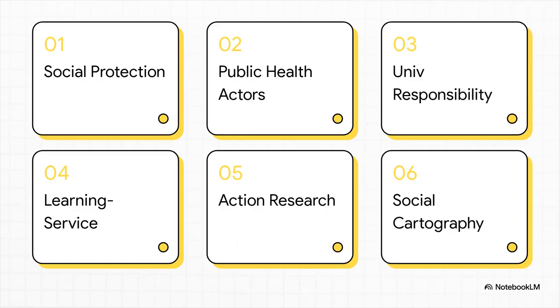Okay, let's dive into this. Here is our roadmap for today. We're going to cover 1. The social protection system, 2. Public health actors, 3. University social responsibility, 4. The learning service model, 5. Participatory action research, and finally, 6. Phases of social cartography. Let's get started.